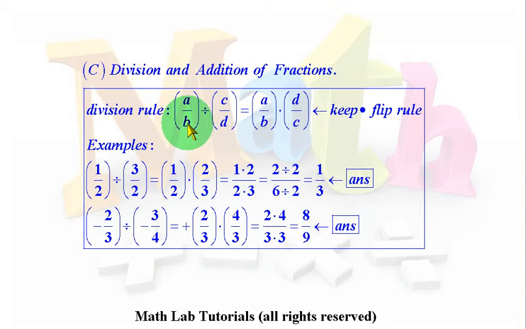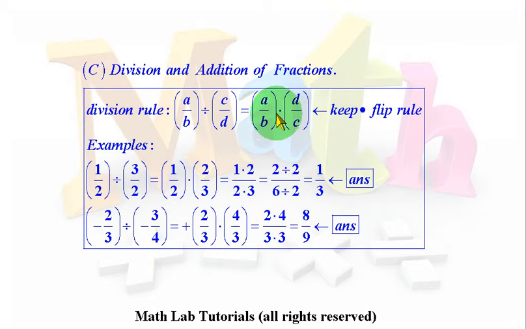Okay, let's go over it again. You have a over b divided by c over d. The first fraction remains the same. Just do a copy-paste. The second fraction gets flipped, and the division sign turns into a multiplication sign. I call that the keep dot flip rule. Keep, because you keep the first fraction the same. Dot, because the division becomes multiplication. Flip, because the second fraction gets flipped.